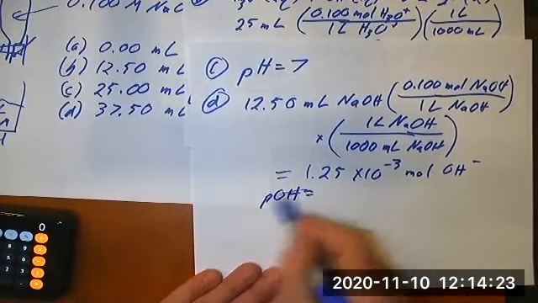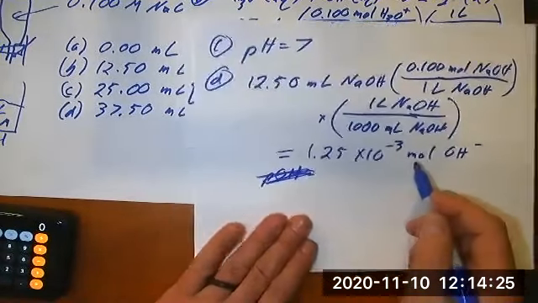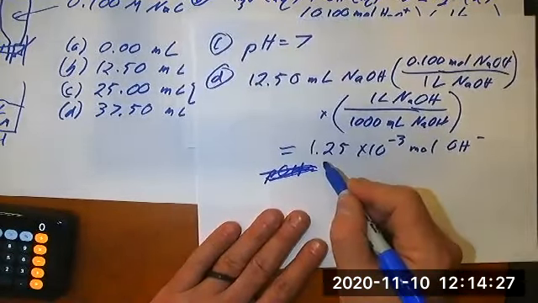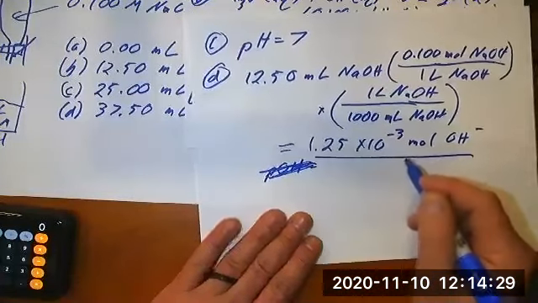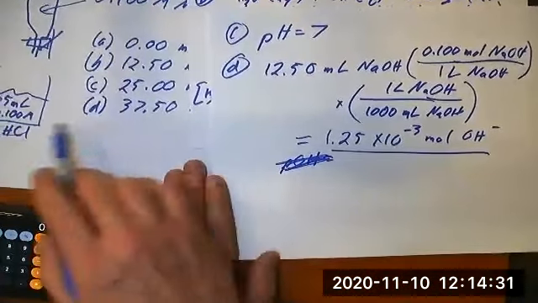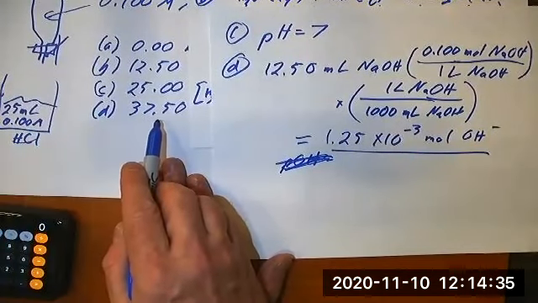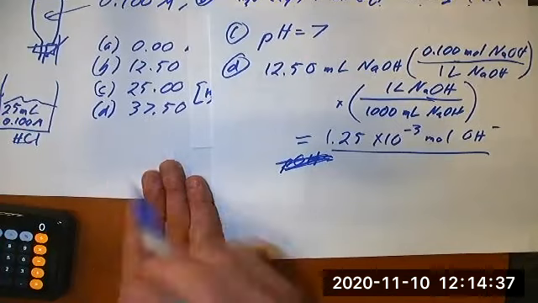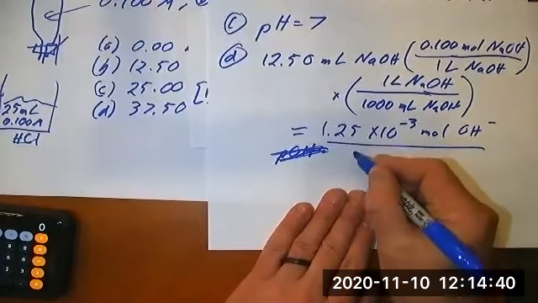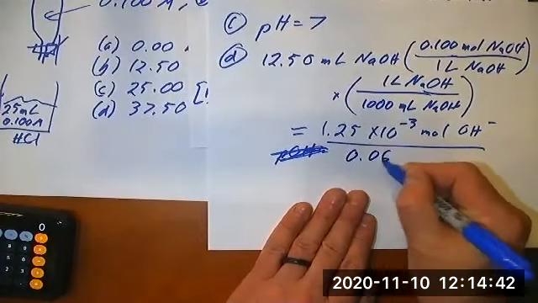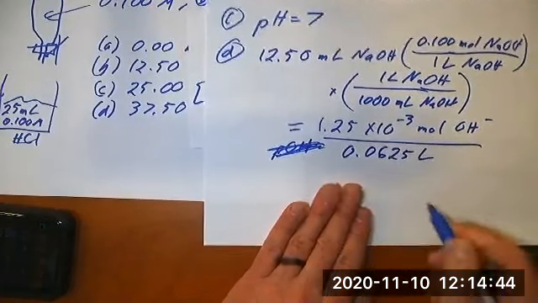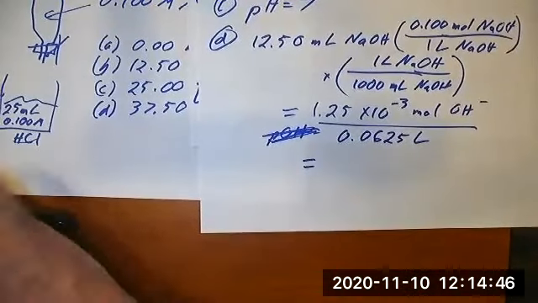Oh, I'm sorry, that's moles. We have to divide this by our volume. So taking this value and putting it over our total volume, which is now going to be 25 plus 37.5, which is 62.5 milliliters, so 0.0625 liters. Now we get our concentration.